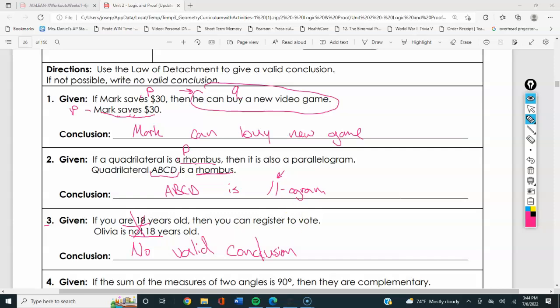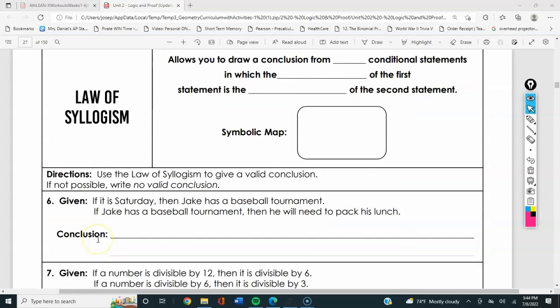Okay. Let's do another one. Let's do some more. Let's learn some stuff. Let's try something new. So that's law of detachment. That's if P then Q, and P is true, then Q is true.